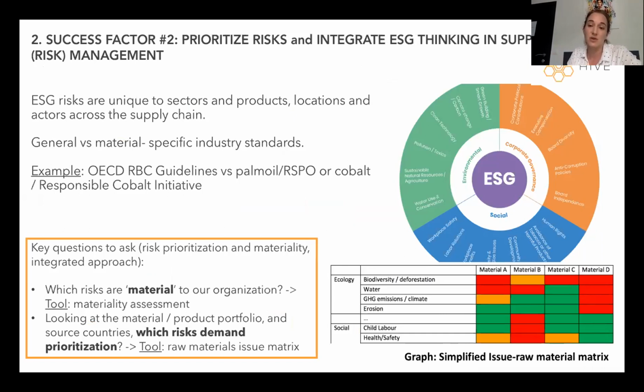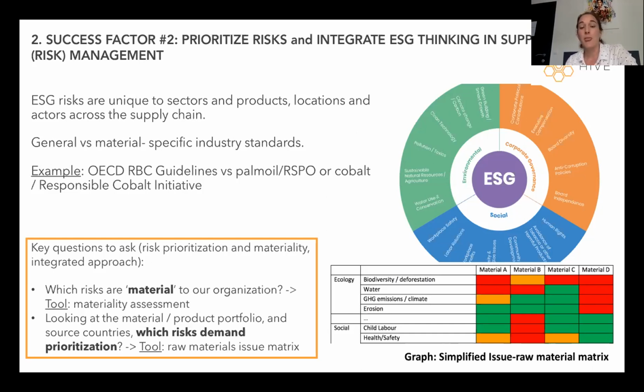prioritize and integrate your ESG issues at an early stage. And so our colleagues from BioInvest and Credenda already showed the wide type of different risks that are in scope, and it's of course important to emphasize again that they're really unique to sectors and products and even to locations. One of the useful ways to identify which risks are material to your organization is, for example, to conduct a materiality assessment.